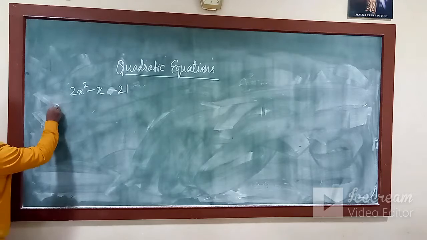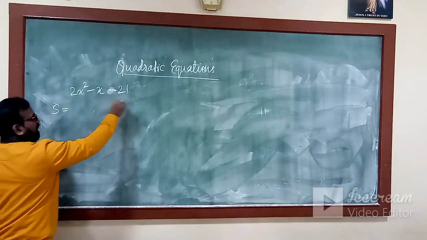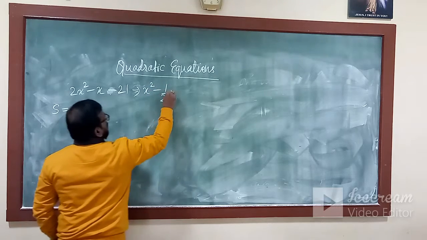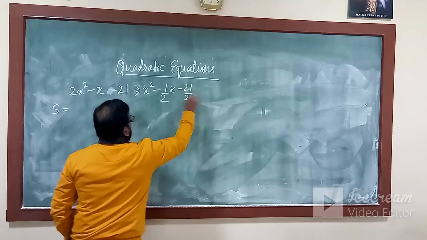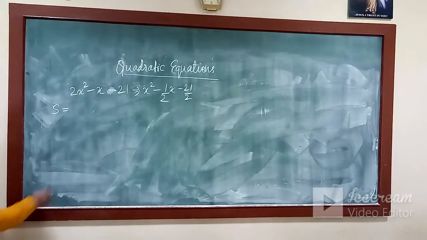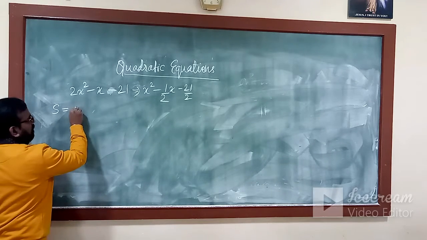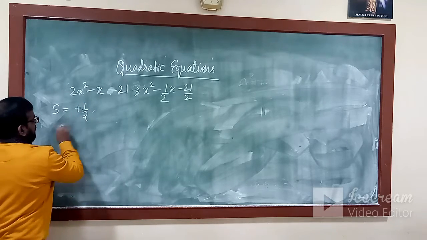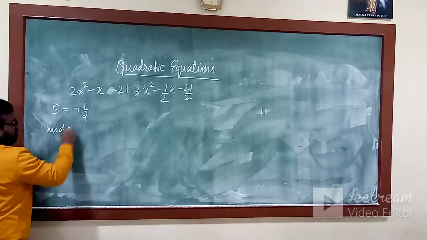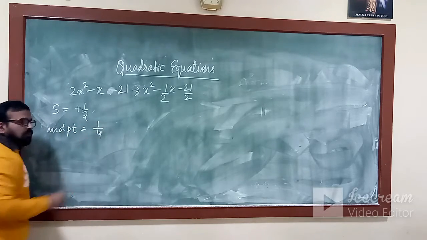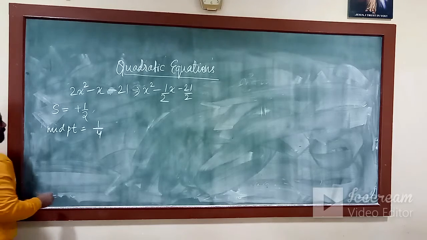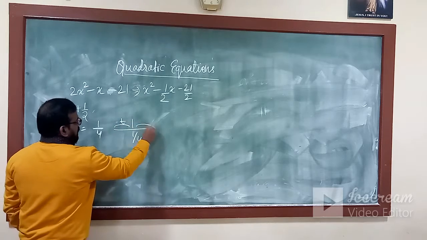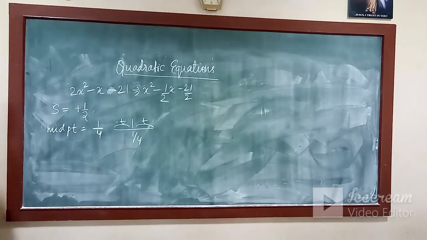So the method is, my sum will be how much? What I am going to do is write this equation like this: x square plus 1 by 2 x minus 21 by 2. So what is my sum? My sum will be minus 1 by 2, is it? Then the midpoint, same method. Midpoint is 1 by 4. So the roots will be equidistant from 1 by 4. Yes, it will be equidistant because it is the midpoint.